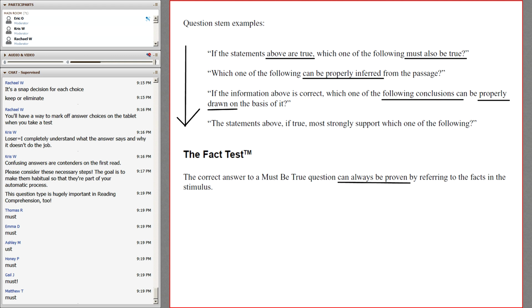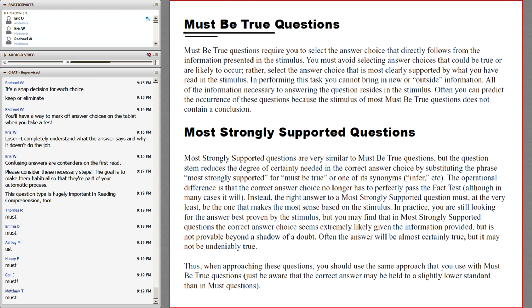The correct answer on any must be true question must be something you can prove by looking at the information in the stimulus. You don't need anything else. In fact, guys, if it requires that you bring in outside information to prove that answer choice, that's automatically incorrect. It has to be something that you only need what's up above to prove the truth of that.